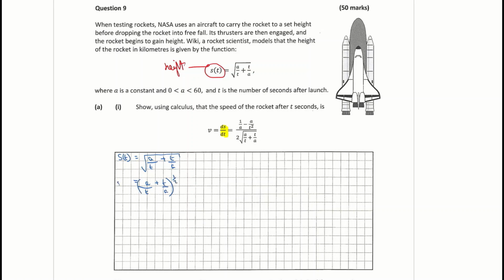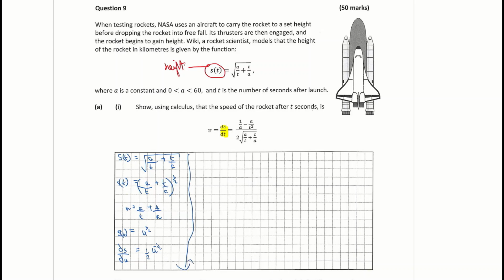I'm now going to differentiate this, and to differentiate this I'm going to use my chain rule. So I'm going to let what's inside the bracket equal u. So I'm taking out the a over t plus t over a, and I'm letting that equal u. So my new function in terms of u is s of u equals u to the power of 1/2. So I've substituted in my u. If I differentiate that, that's going to give me ds/du, and differentiating u to the power of a half would bring down the power, gives me a half, times u, and take 1 away from my power, which would give me negative a half.